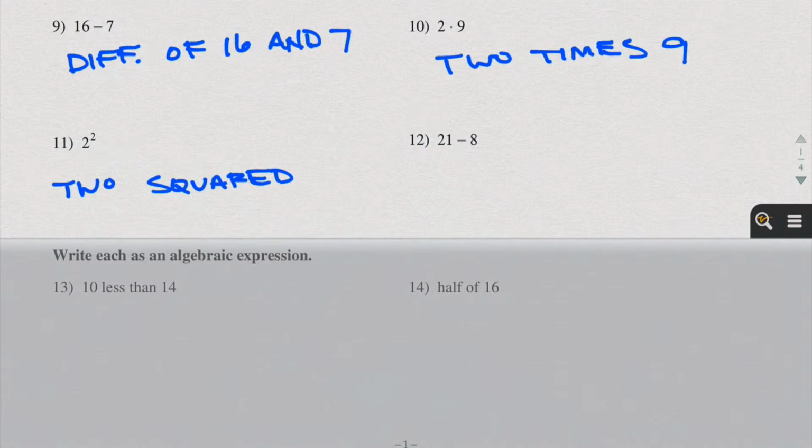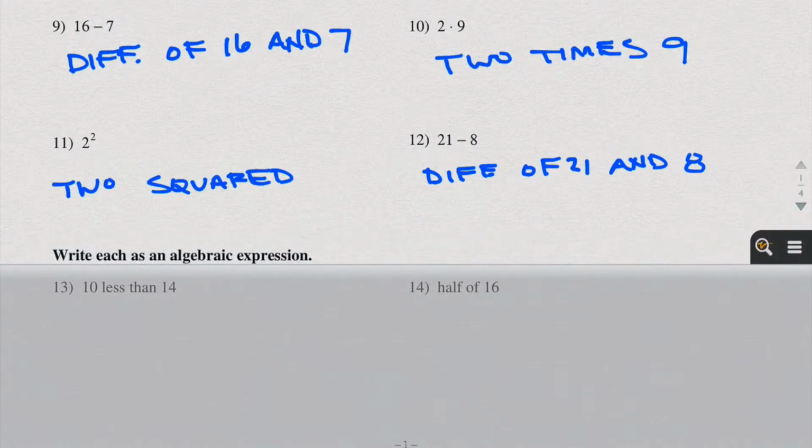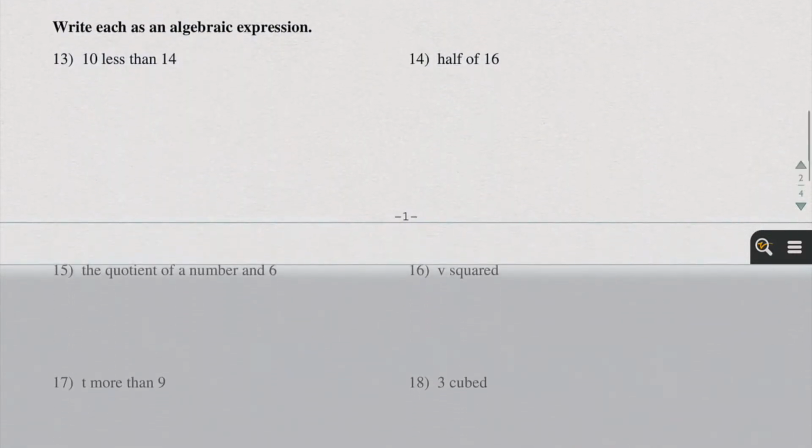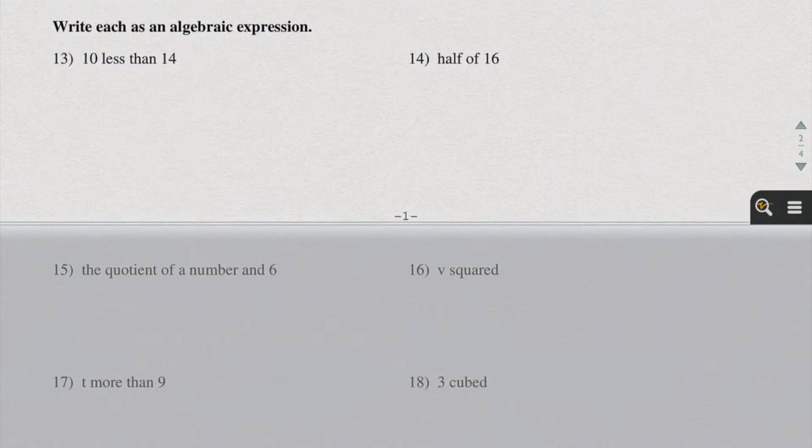Okay, number 12. This one we can write as the difference of 21 and 8. Okay, so that's converting algebraic expressions into verbal expressions. So now we're going to do the other way and convert verbal expressions into algebraic expressions.